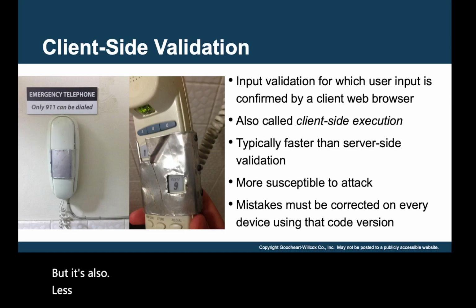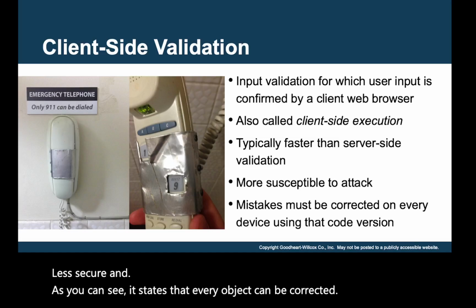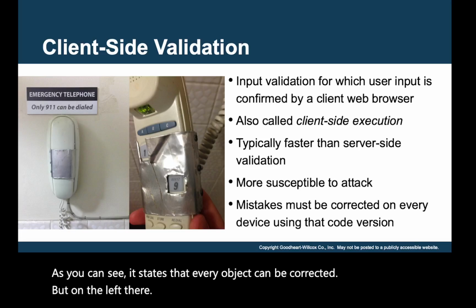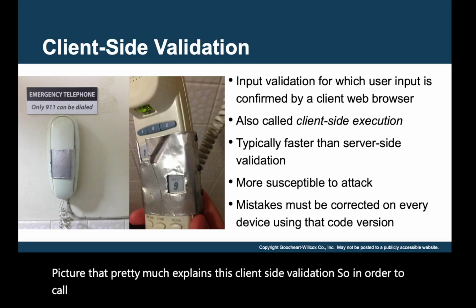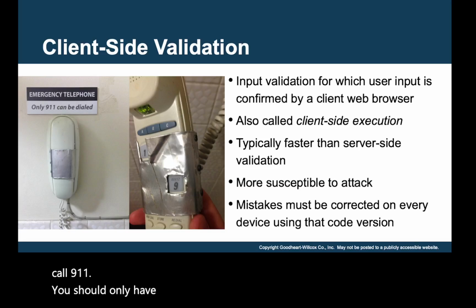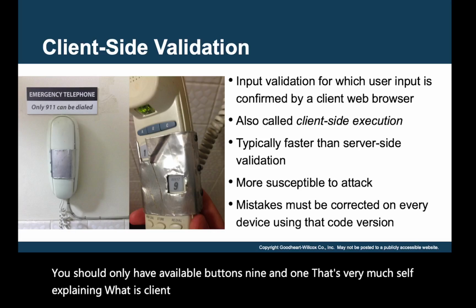And as you can see, it states that every mistake can be corrected. But on the left, there is a picture that pretty much explains this client-side validation. So in order to call 911, you should only have available buttons 9 and 1. That's very much self-explaining what client-side validation is.